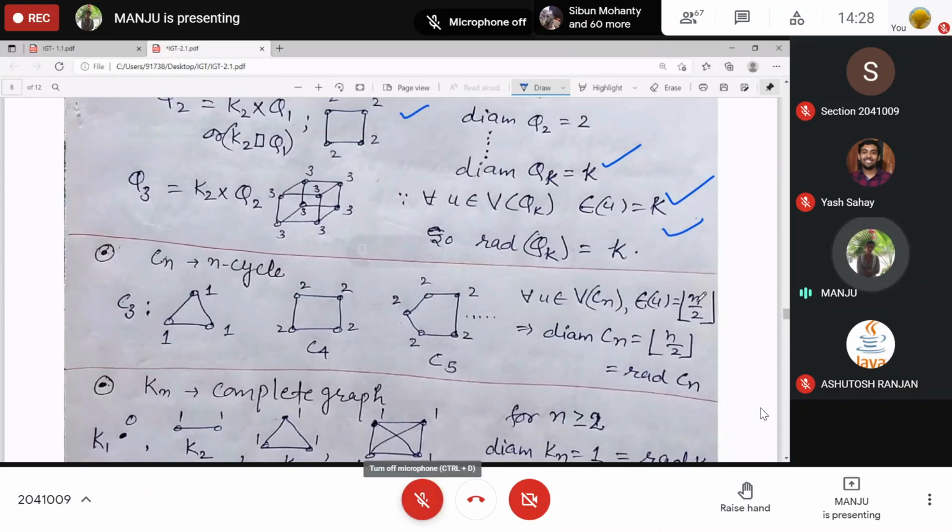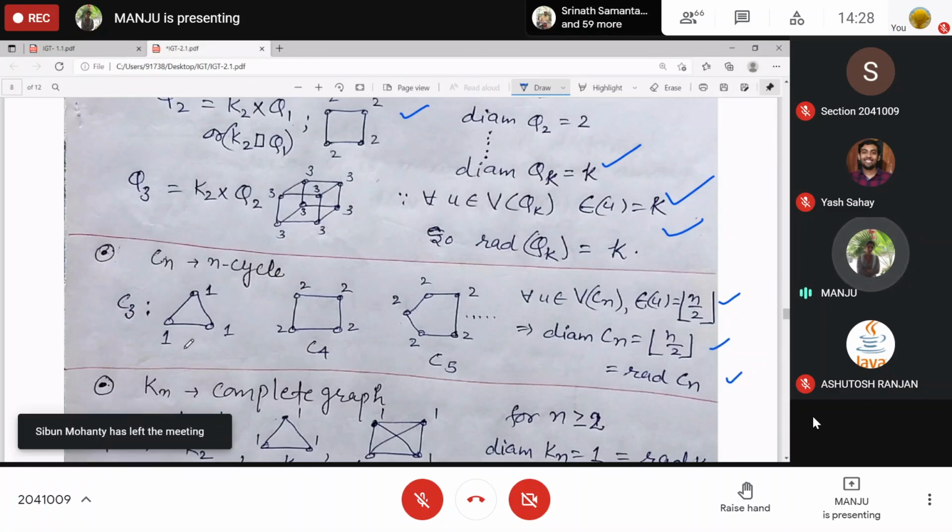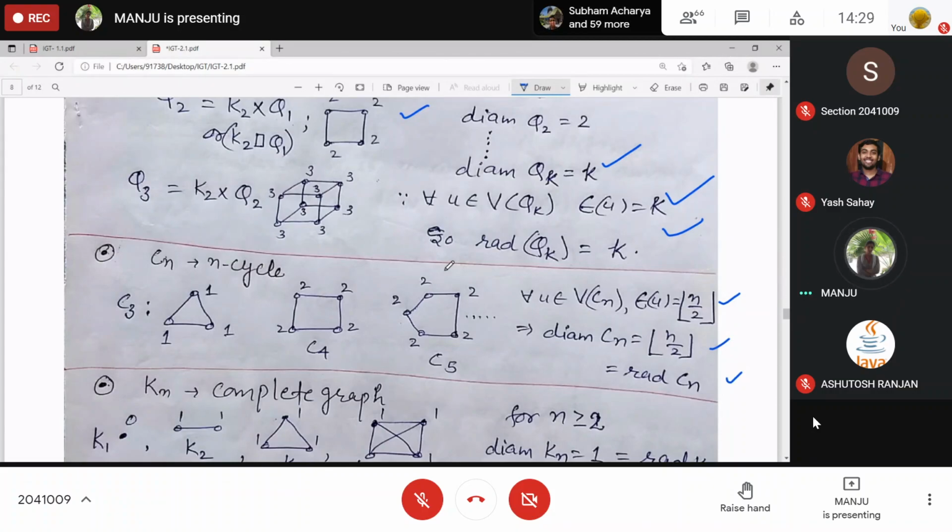Then Cn. For Cn, these are the eccentricities and diameter, radius. For all the vertices you have the same eccentricity. For C3 it will be 1, 1. C4 and C5 it is 2, 2. And C6, C7 it will be 3, 3. C8 and C9 it will be 4, 4 and so on. So depending on n, how it is related, that is floor function of n by 2.